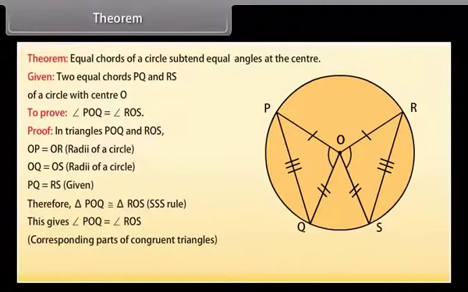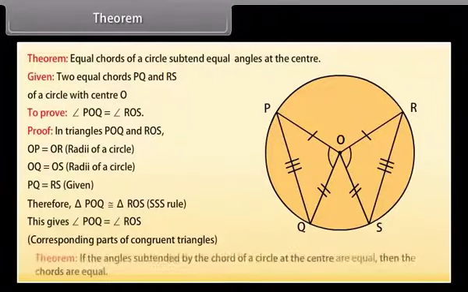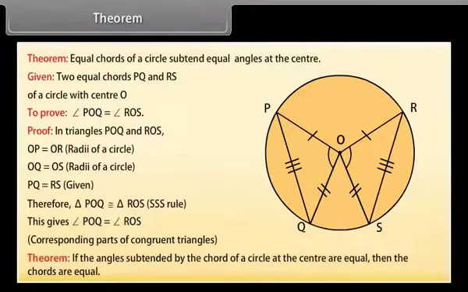The next theorem is the converse of the above theorem. It says that if the angles subtended by the chord of a circle at the center are equal, then the chords are equal.